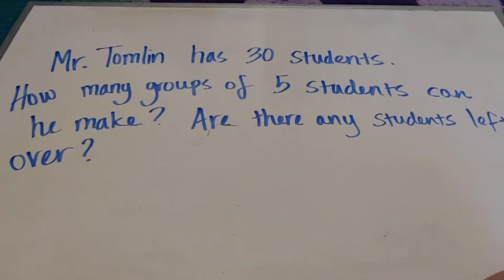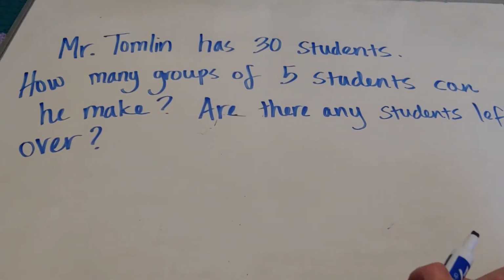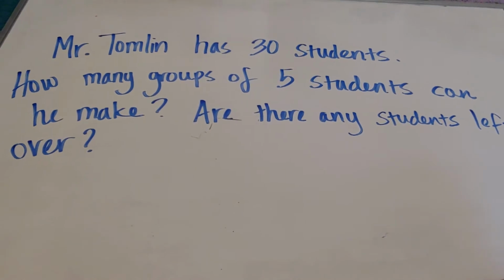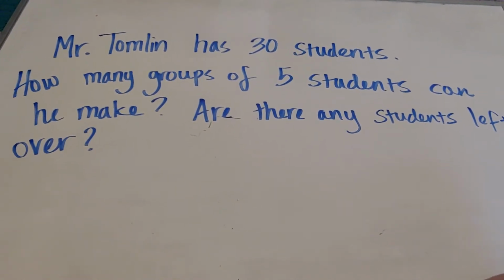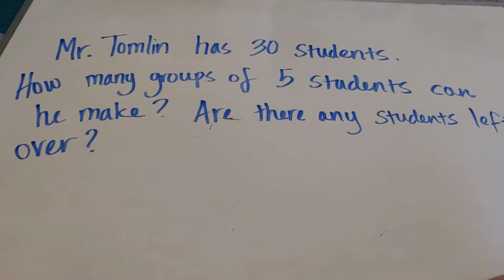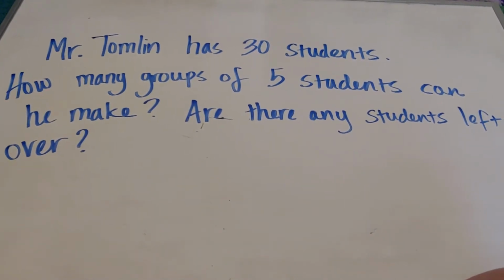All right, and our second example of a tape diagram problem. This one says Mr. Tomlin has 30 students. How many groups of 5 students can he make? Are there any students left over, meaning not in a group?